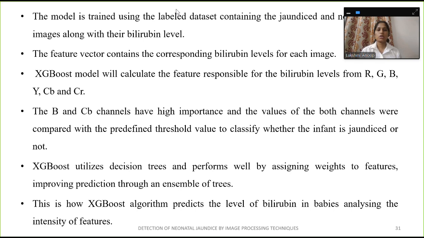The XGBoost model will calculate the features responsible for the bilirubin levels from the R, G, B, and Y, Cb, Cr color channels. The B and Cb channels have higher importance, and the values of both channels were compared with the predefined threshold value to classify whether the infant is jaundiced or not. The XGBoost algorithm utilizes decision trees and performs well by assigning weights to the features and improving prediction through the ensemble of trees. This is how the XGBoost algorithm predicts the values by correcting the errors and thus predicting the new values from the existing trees.